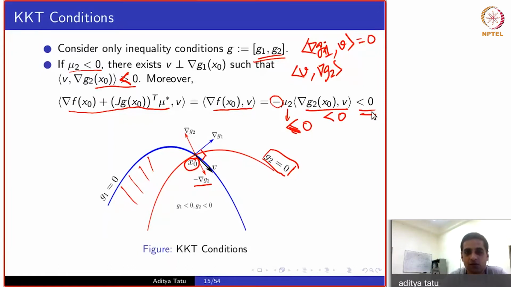Anyone? Why would that matter? What happens if I go in the direction of v? If I take a small step along v, what would happen to the function value? The function value would decrease. Decrease, right? So if the function value decreases, of course, x0 cannot be a minima. The second thing is, by going along v, am I violating any constraints?